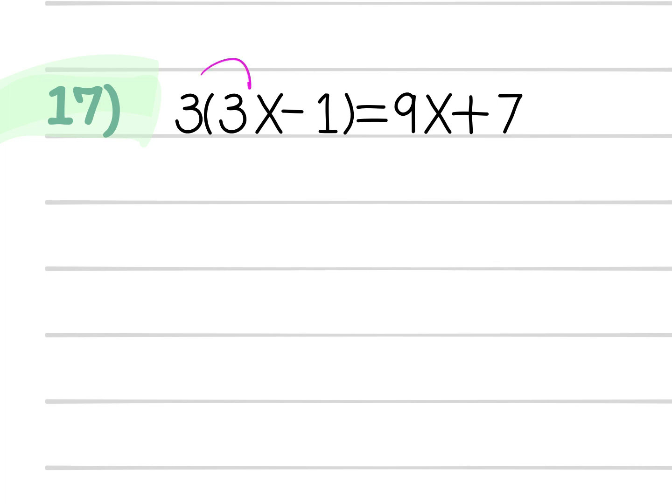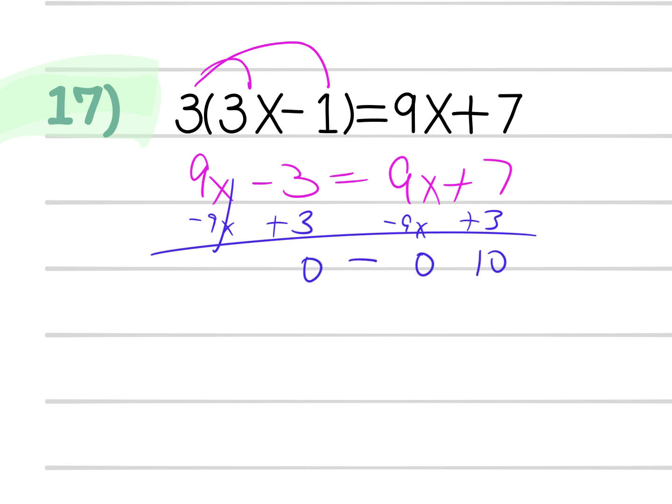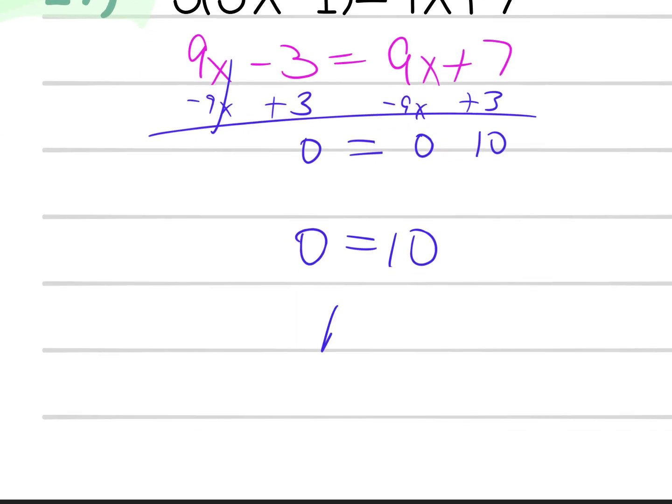Distribute, okay? 3 times 3x is 9x. 3 times negative 1 minus 3, okay? Equals 9x plus 7. All right, I'm going to move letters to one side, numbers to the other. I'm going to subtract 9x here, and then I'm going to add 3 here. So I have 0, 0, 0, 10. Huh? 0 equals 10? No solution.